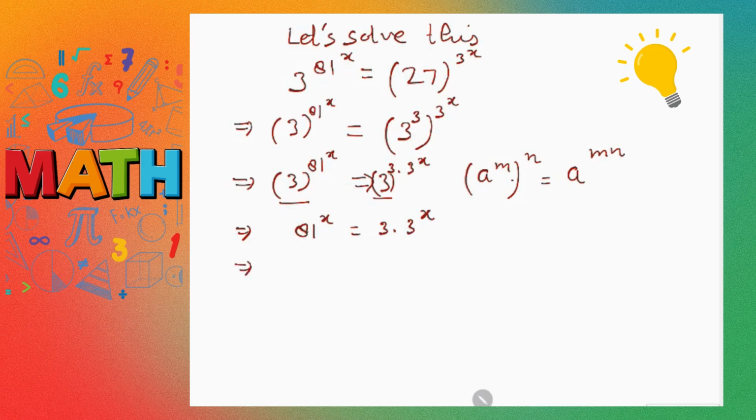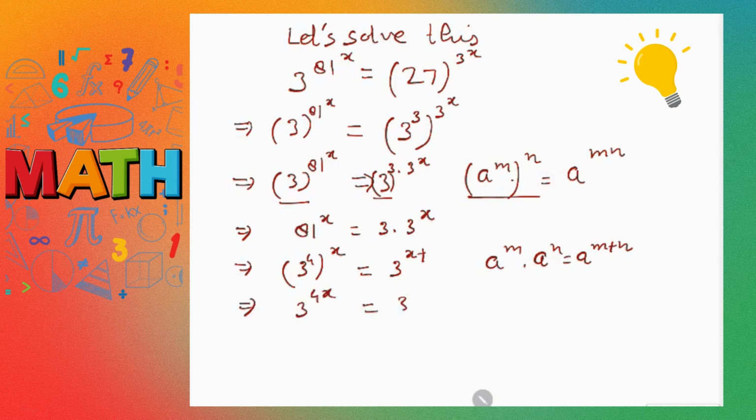So 81 we can also write in form of 3. So 3 to the power 4, into x, is equal to 3 to power x plus 1. So a^m into a^n is equal to a to the power m plus n. Okay, so rewrite this. So again this formula will come. So 3 to the power 4x is equal to 3 to the power x plus 1.